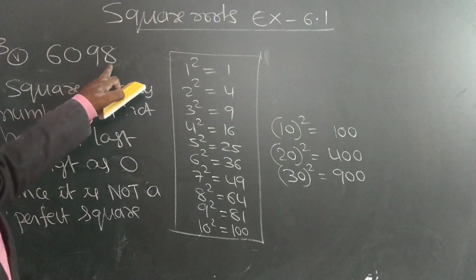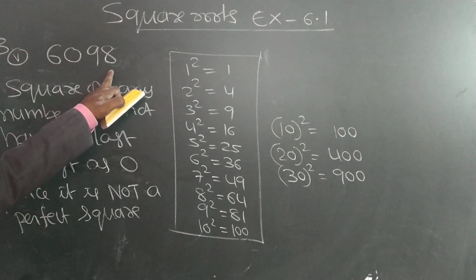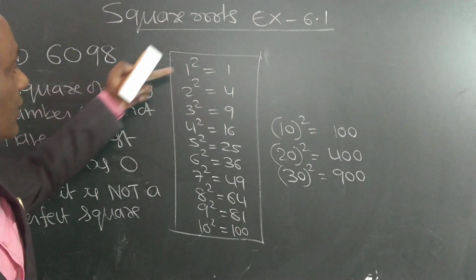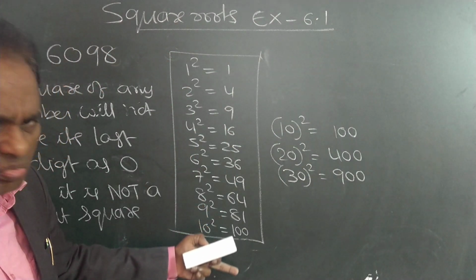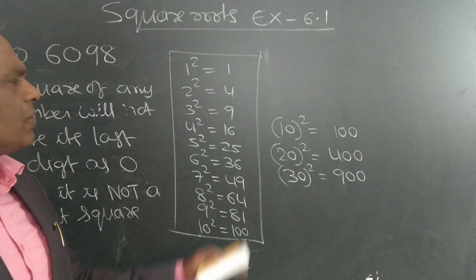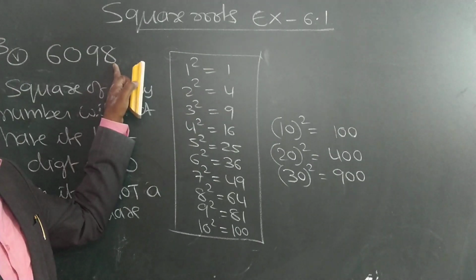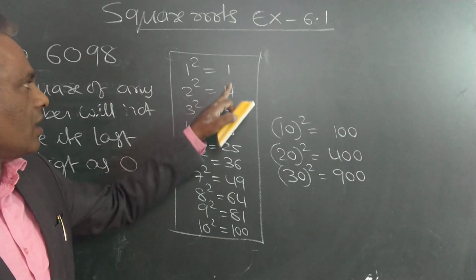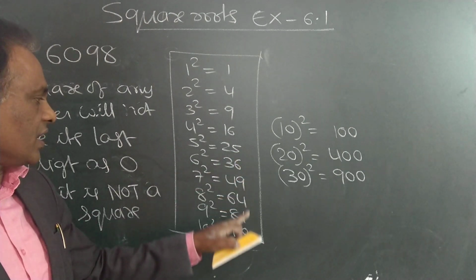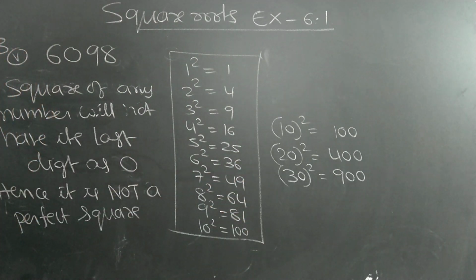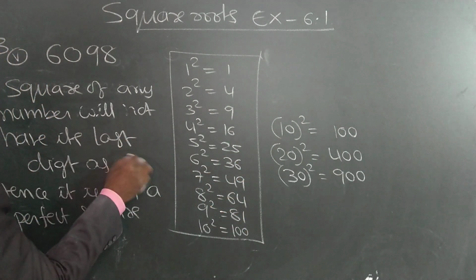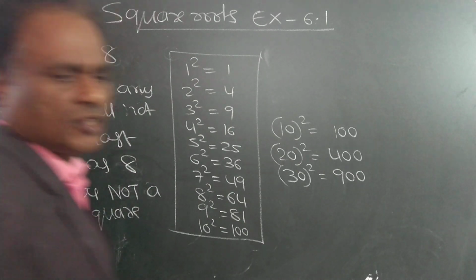Students, can we get 8 after squaring a number? If you square any number, is there any possibility of getting 8 as a last digit? We won't get 8. We may get 1 or 4 or 9 or 6 or 5 or 0, but we won't get 8. That's all, right now.